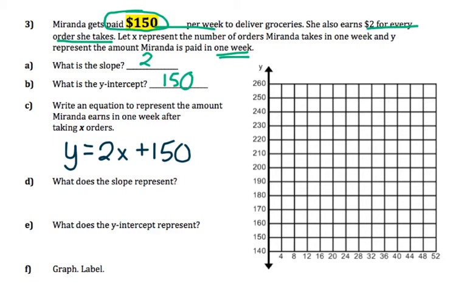Part D, what does the slope represent? Well, we know our slope is 2, and if we look back to our problem, it means that $2 is earned. She's earning $2 per order taken. Okay. Part E, what does the y-intercept represent? Well, that means that she earns $150 when she takes 0 orders.